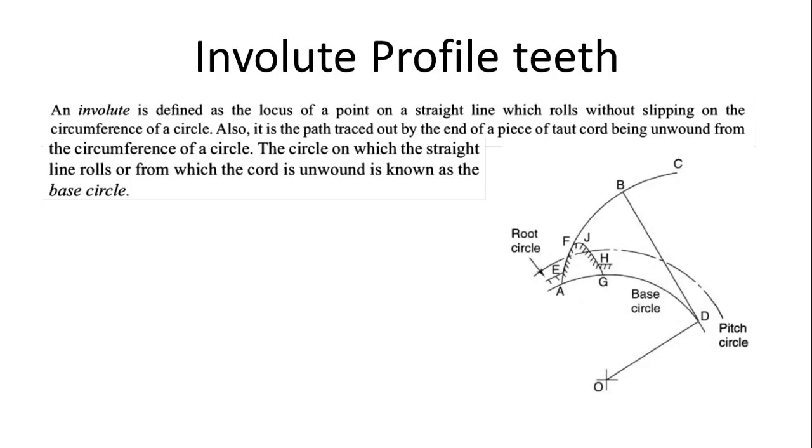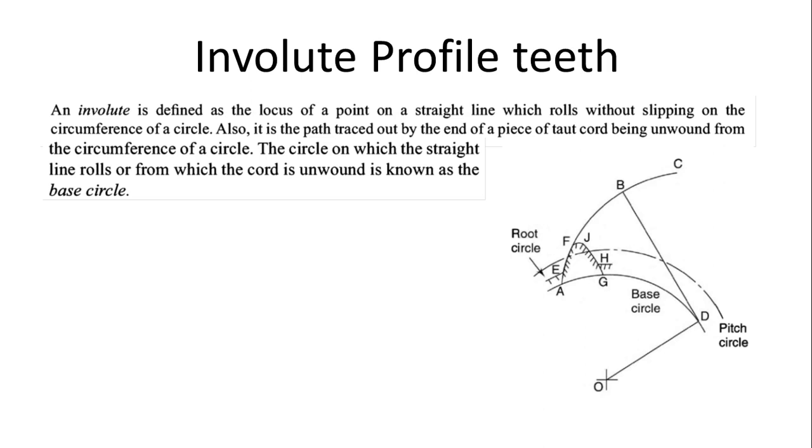Next we see the involute profile teeth. You can see the teeth again here. In the involute type, the locus is the point on a straight line which rolls without slipping on the circumference of a circle. It is the path traced out by the end of a piece of cord being unwound from the circumference of the circle. For example, if you want to open a rolled sheet, when you open it, you unwind it.